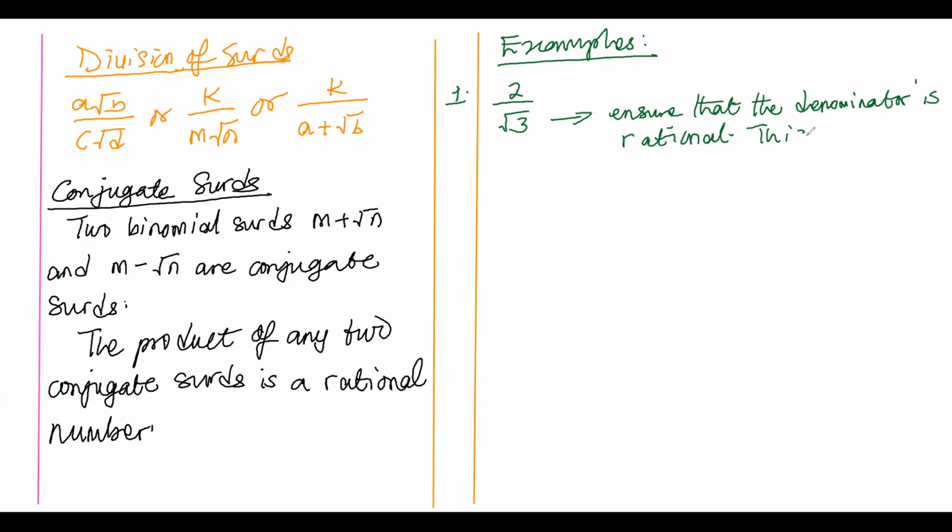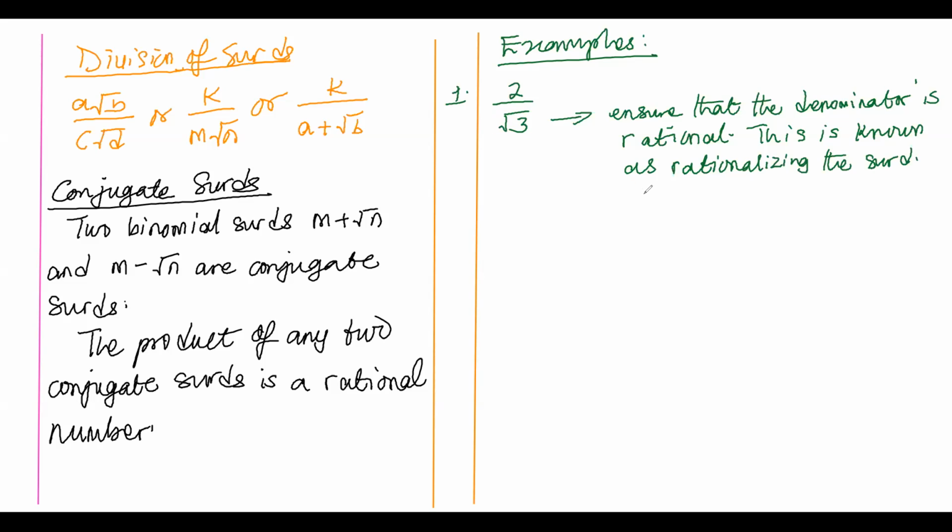This is known as rationalizing the surd. For the sake of a monomial denominator, you just multiply by the surd.